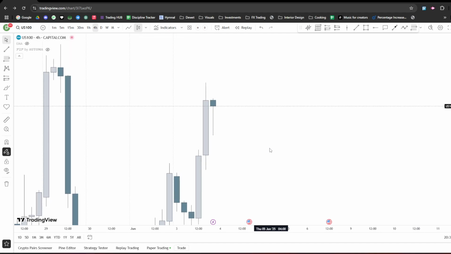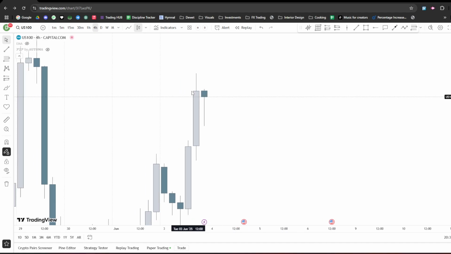So basically what I want to do is find a full body 4H candle that, when I put a fib on it, the body is more than 50% of that range. We can clearly see this body reaches way more than 50% of the range, so that is a good indication for me. So I can mark this range from low to high.